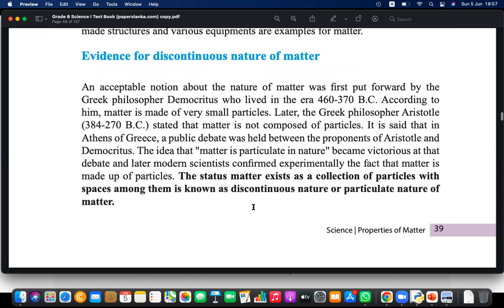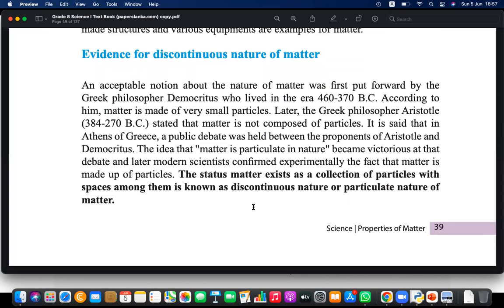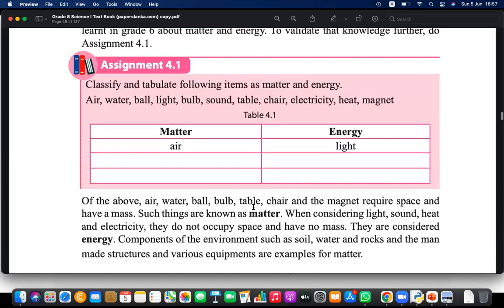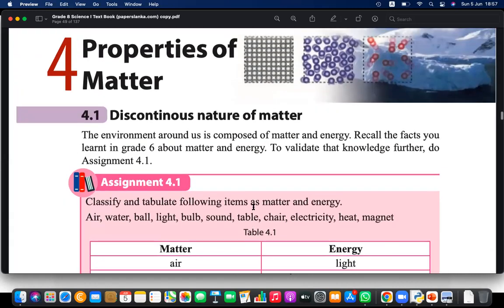Okay. Then, the discontinuous nature of matter. So there are three types: solid, liquid, gas. All these have a discontinuous nature. What is that? What is this discontinuous nature?